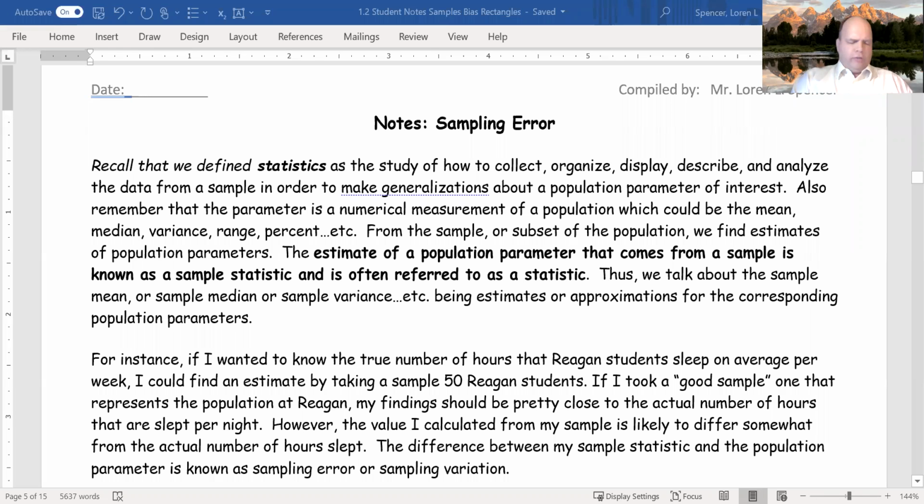Okay, today we're on page 16 of the notes, which is about sampling error, and more specifically, we're going to stress the difference between sampling error and bias. All right, the difference between sampling error and bias. Bias.